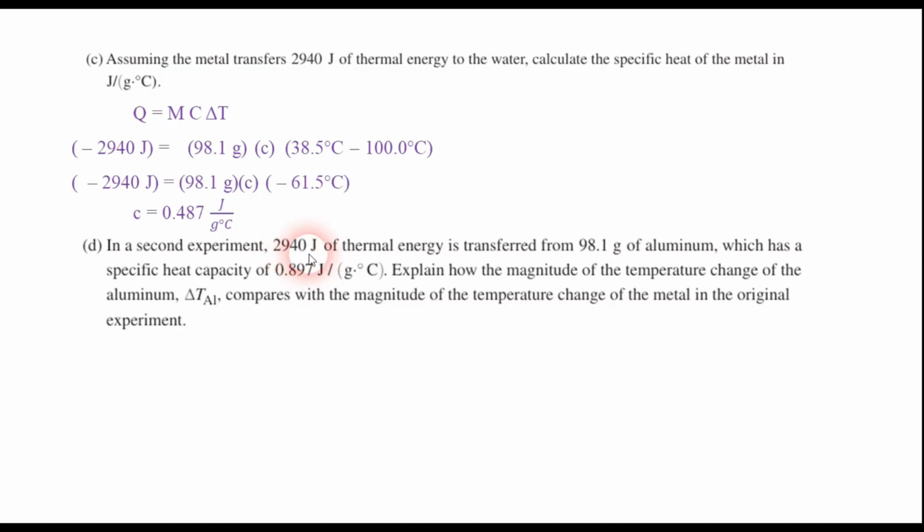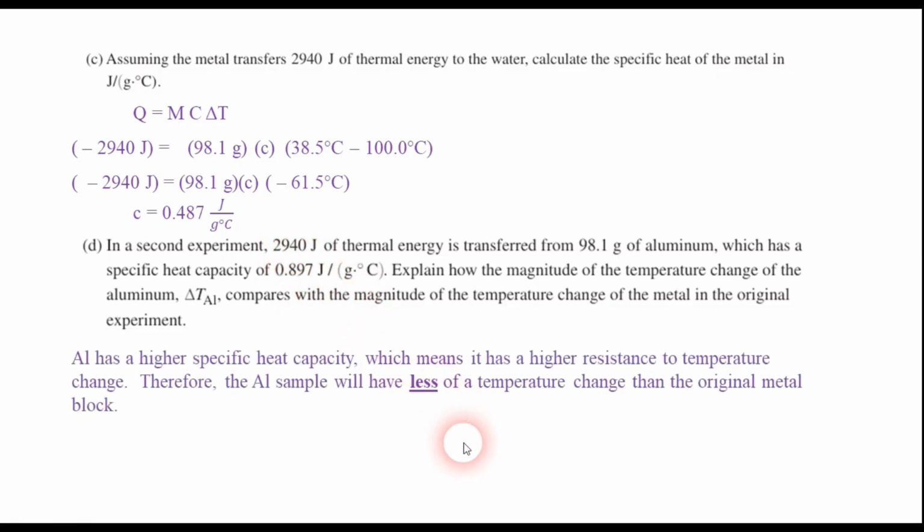Well, I noticed that the aluminum has a higher specific heat capacity. Now, it's helpful to remember what specific heat capacity is. Specific heat capacity is basically a measurement of how well a material resists temperature change. So when aluminum has a higher specific heat capacity, that means it's going to resist temperature change much more effectively. So basically the answer is it has a higher specific heat, so it's going to have less of a temperature change than that original block of metal. And we can just say that.